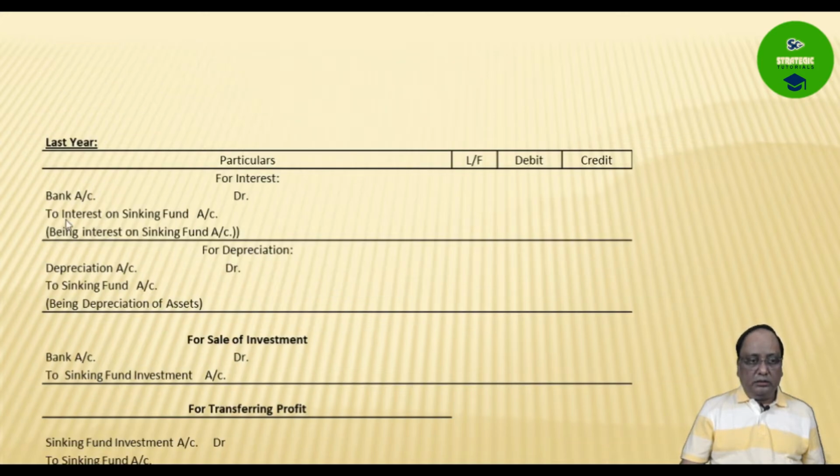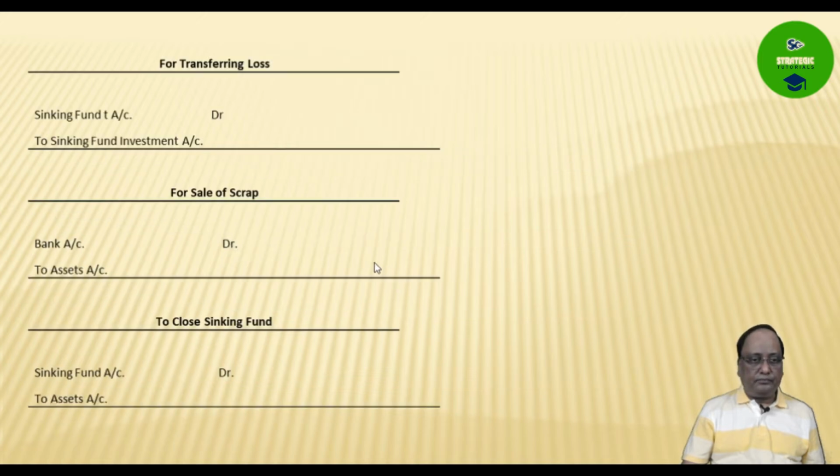In the last year: bank account debit to interest on sinking fund account, depreciation debit to sinking fund account for depreciation. For sale of investment, bank account debit to sinking fund investment account. For transferring profit, sinking fund investment account debit to sinking fund. For transferring loss, in case of loss, sinking fund account debit to sinking fund investment account.